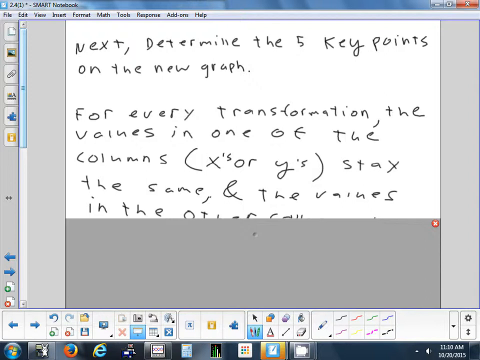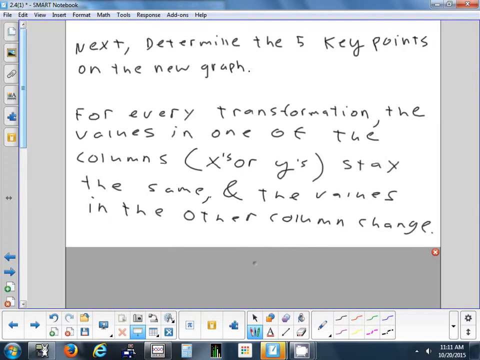So if we're only going to do one thing at a time, either the x's are going to stay the same and the y's will change. That's one type of problem. Or the other way around. The y's stay the same and the x's change. But you're never going to have both columns changing at the same time. You could. We're just not.